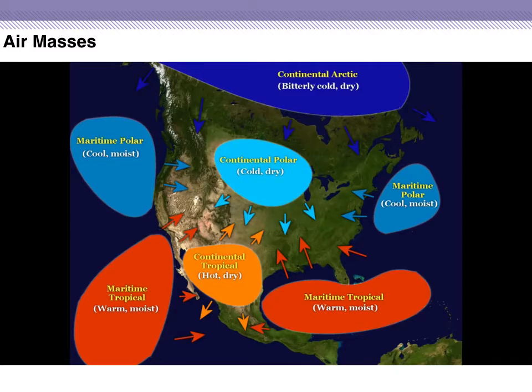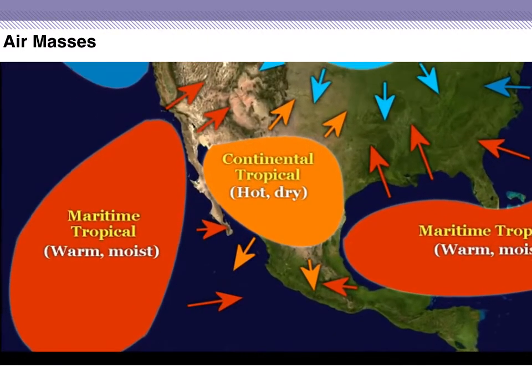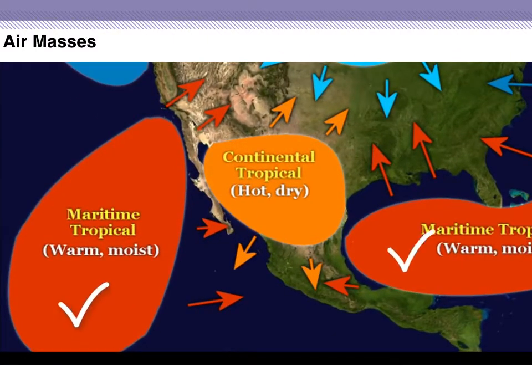Several major air masses affect our weather in the United States. Maritime tropical air masses, forming over the oceans near the equator, are warm with a great deal of moisture. During the summer, these air masses usually result in rain. But in the colder months, the precipitation could be snow.